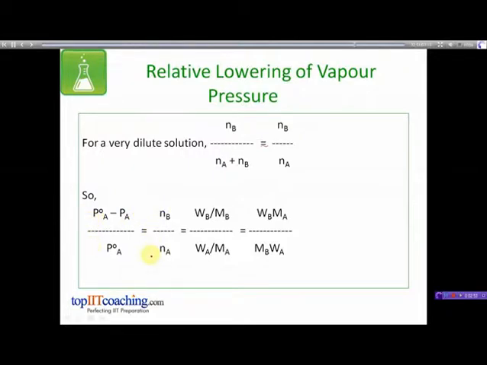upon Na. We can further expand this formula since we know that the number of moles of a particular component is equal to the weight of that component divided by its molar mass. So we can write Nb is equal to Wb divided by Mb and Na is equal to Wa divided by Ma. This is the final formula we get for the relative lowering of vapor pressure.